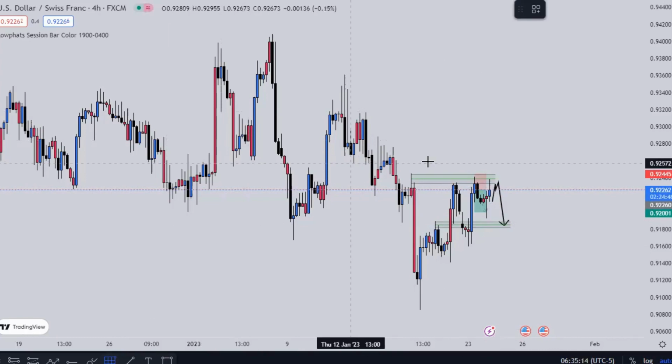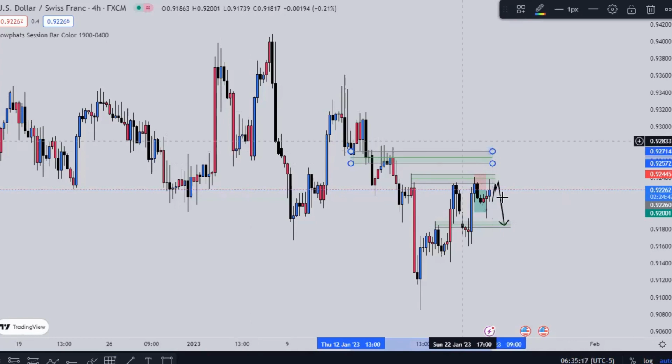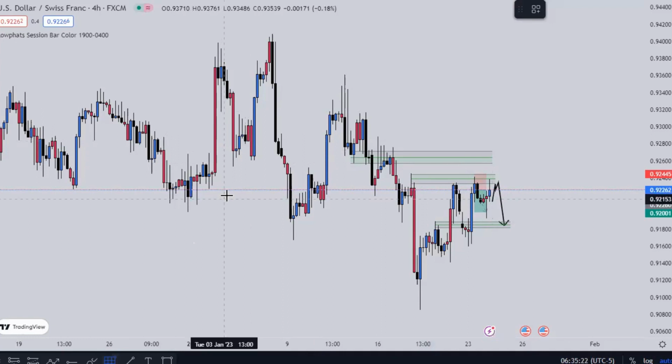I can see this level. The reason why I haven't drawn these ones here is because the price hasn't gotten there. I don't like to mess up my charts. I like them clean.